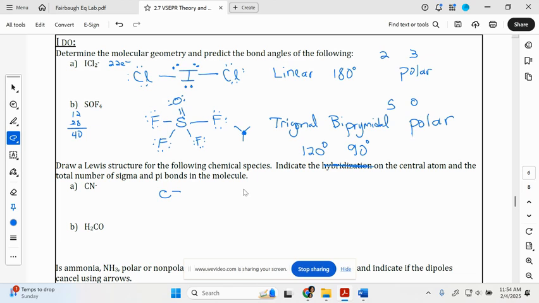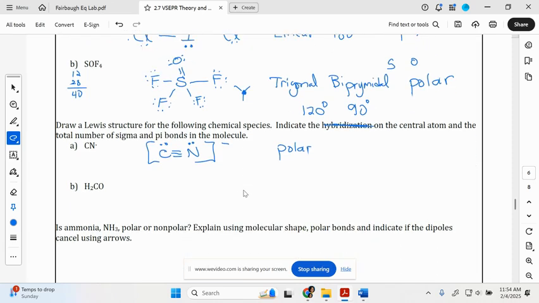5, 6, 6 and 4 is 10. This is cyanide. It has a negative charge. Polar or nonpolar? Polar. We have a big enough electronegativity difference between these that it's going to make it polar. And sigma bonds. How many sigma? One. How many pi? Two. Okay, I think that's all we need to talk about on that one.